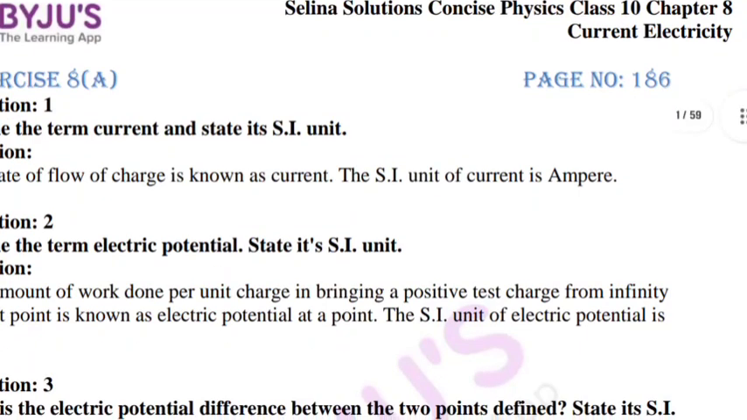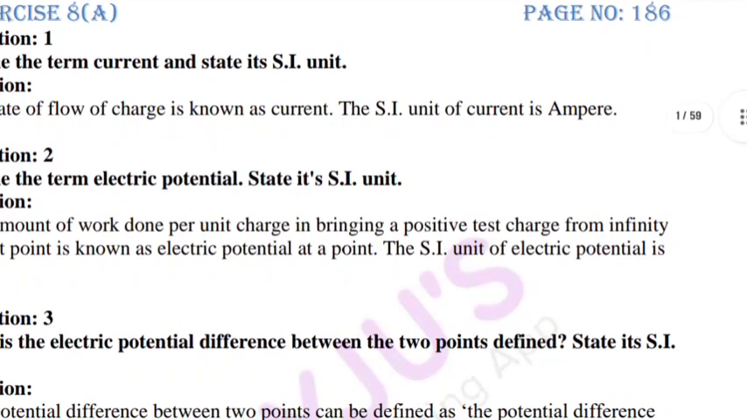The second question is: define the term electric potential and its SI unit. The amount of work done per unit charge in bringing a positive test charge from infinity to a point is known as the electric potential at that point. The SI unit of electric potential is volt.